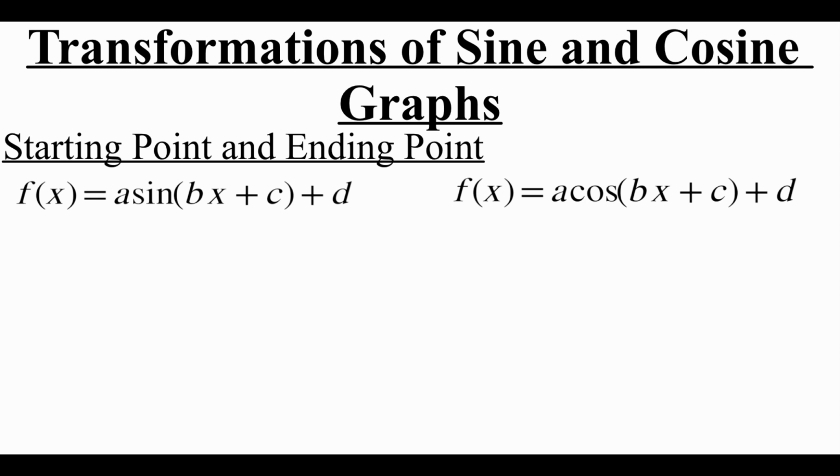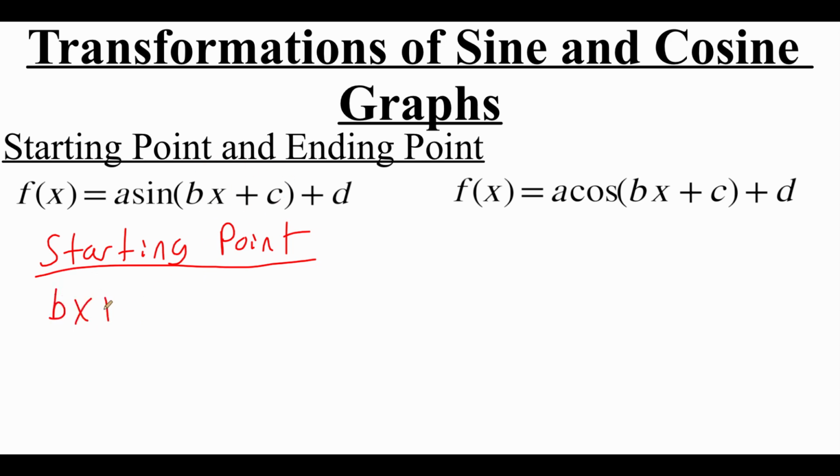Now, as our functions get a little bit more complicated, it might be important for us to figure out where our graph is going to start and where it's going to end, especially if we have period changes and phase shifts. If we want to find where our graph is going to start, we call that our starting point. To figure it out, we focus on the stuff inside of the parentheses. We take the bx plus c, set that equal to 0, and then solve to get x alone.